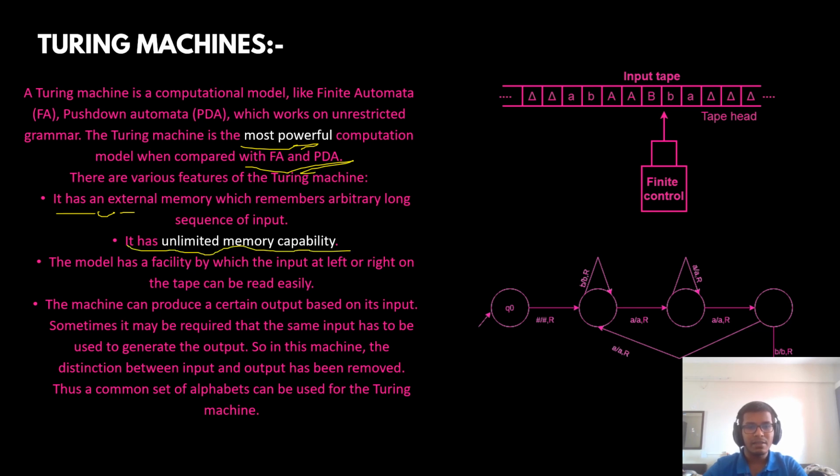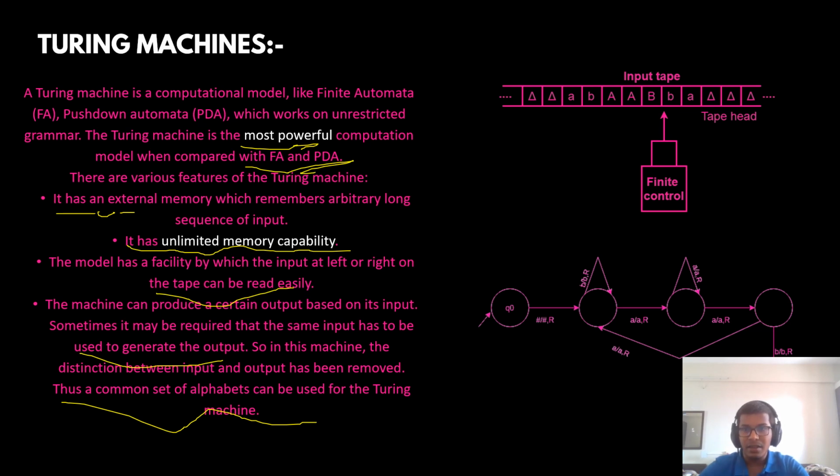The model has a facility by which the input at left or right on the tape can be read easily. The machine can produce a certain output based on its input. Sometimes it may be required that the same input has to be used to generate the output. So in this machine, the distinction between input and output has been removed. Thus, a common set of alphabets can be used for the Turing machine.